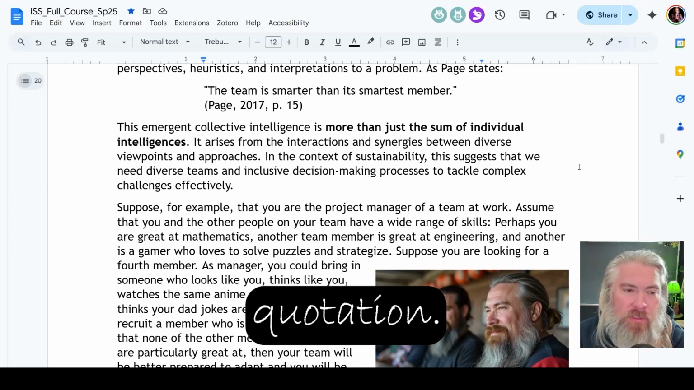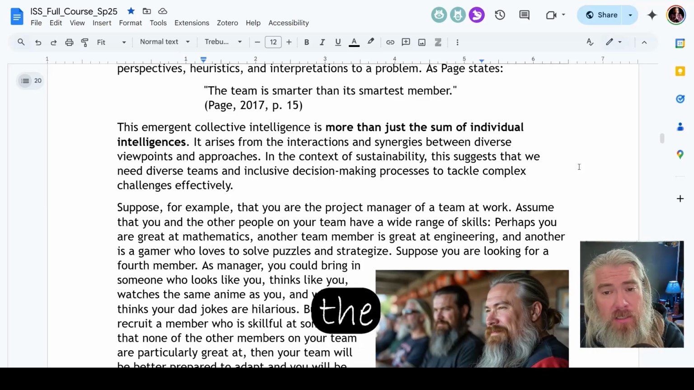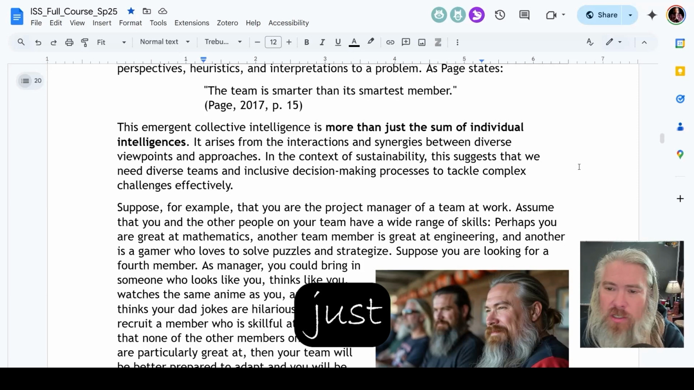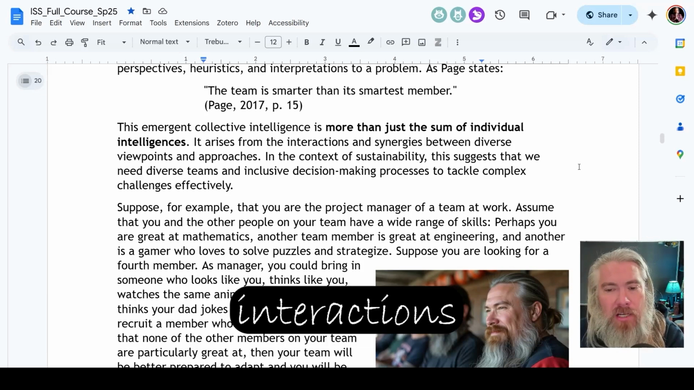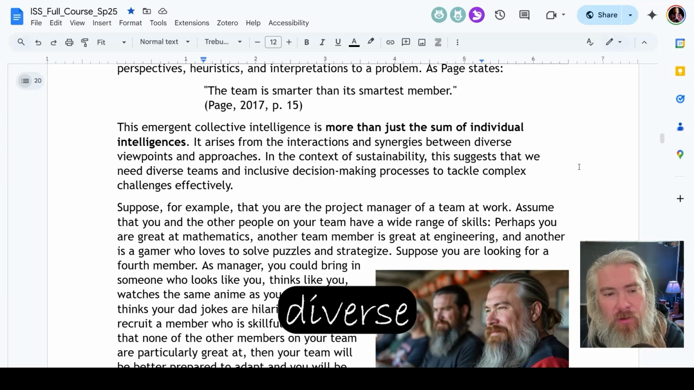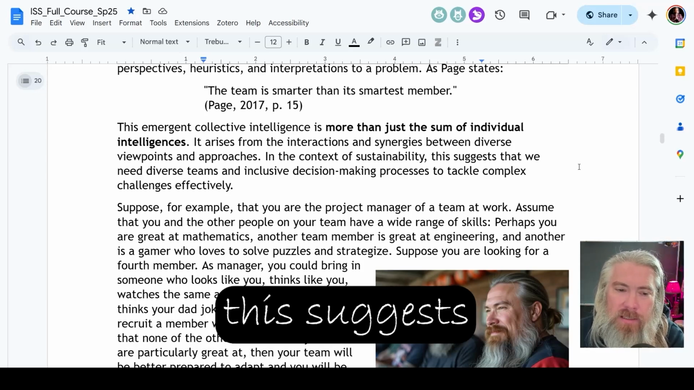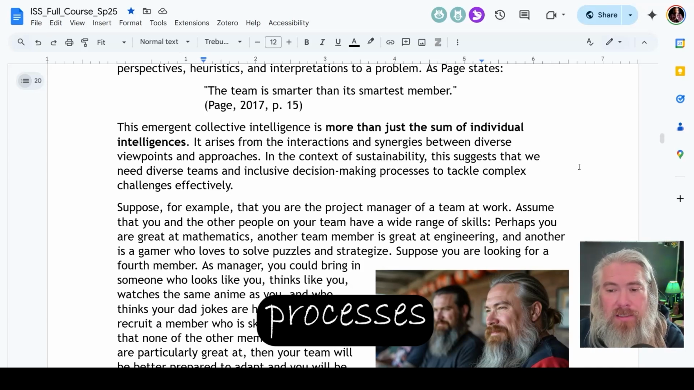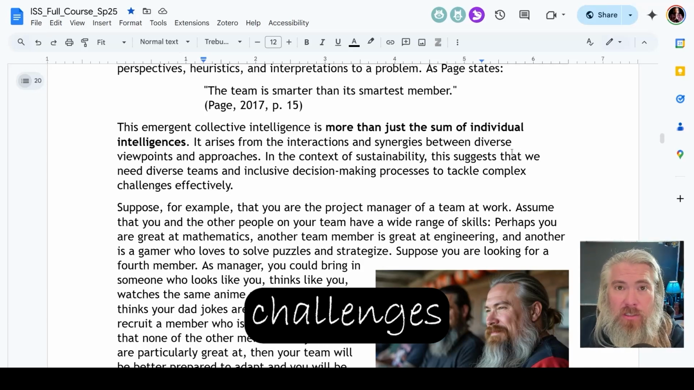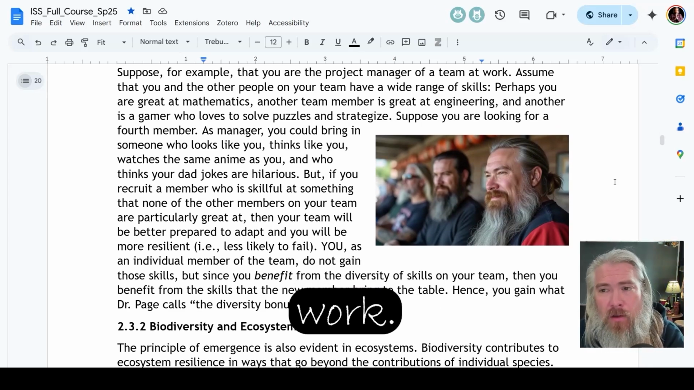Simple but important quotation. This emergent collective intelligence is more than just the sum of its parts, more than just the sum of its individual intelligence. It arises from the interactions and synergies between diverse viewpoints and approaches. In the context of sustainability, this suggests that we need diverse teams and inclusive decision-making processes to tackle complex challenges effectively. Suppose, for example, that you are the project manager of a team at work.